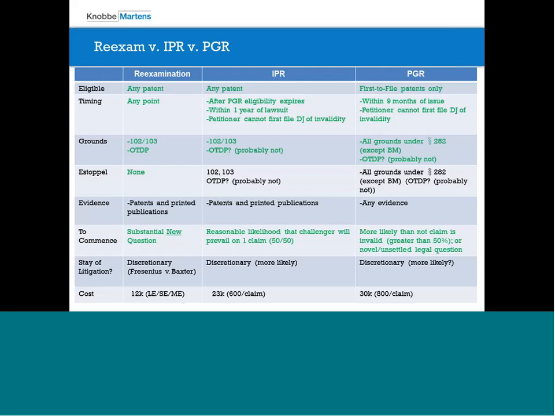So you could look at this as an increase in difficulty as you progress from left to right, but that's not always the case. For instance, for re-exam, if that question of patentability is an old, previously addressed question of patentability, it doesn't matter how convincing it is, you're not going to get into re-exam with that, but you might get into IPR or PGR with that.